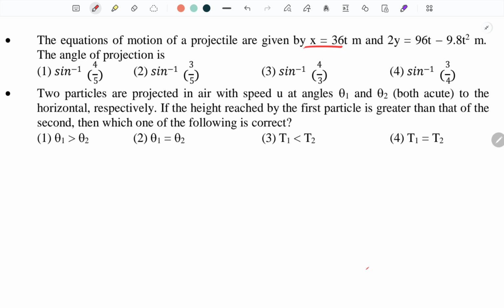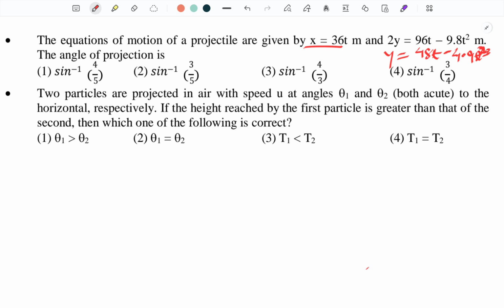Y should have been there, but 2y is given, so I can write y is equal to, divide everything by 2. What will you get? Half of 96 is 48t minus half of 9.8 is 4.9, and then t square as it is. Okay, this will be the new equation. Okay, let me write this properly.